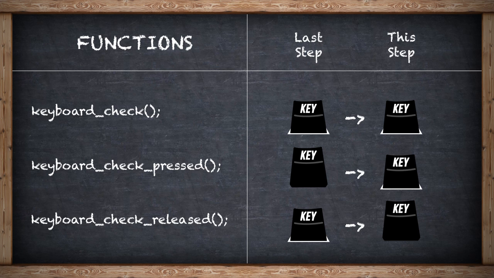For pressed, it wants to know if it was up before, which is not being held, and now it's down. Then it will trigger that one time, meaning the key was just pressed. And then it's the reverse for released. Was the key held down last step, and now on this step, is it released? And if so, we'll run this code.